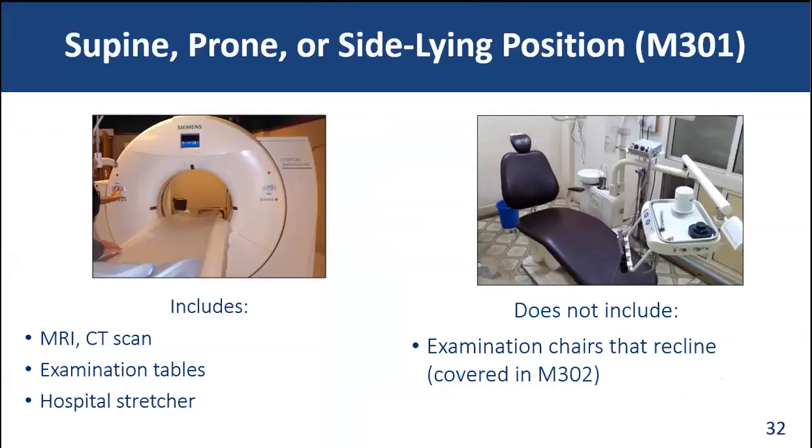First, what are some types of medical diagnostic equipment that are used in the supine, prone, or sideline positions? The type of equipment covered under this section includes MRI, CT scan, examination tables, and hospital stretchers. It does not include examination chairs that recline. Those are covered under section M302.